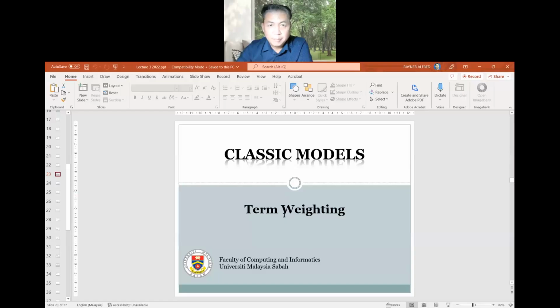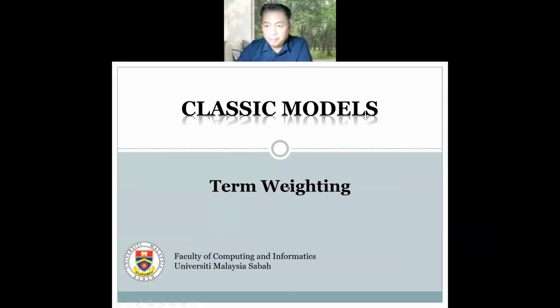Okay, so let me share the screen. Boleh nampak term weighting?